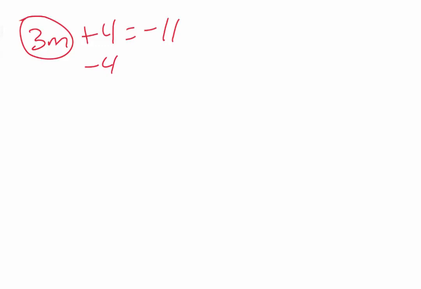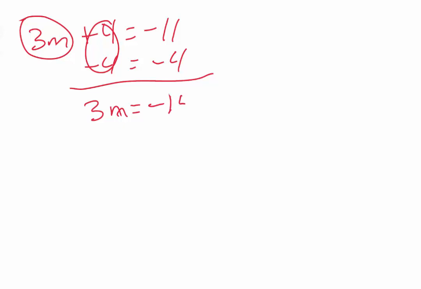So I'm going to subtract 4 from both sides. Those are subtraction property of equality, or you can also call it the additive inverse. This will zero out, leaving 0 plus 3m, which is 3m. And the right-hand side is negative 11 minus 4, which is negative 15. And then undo the 3.